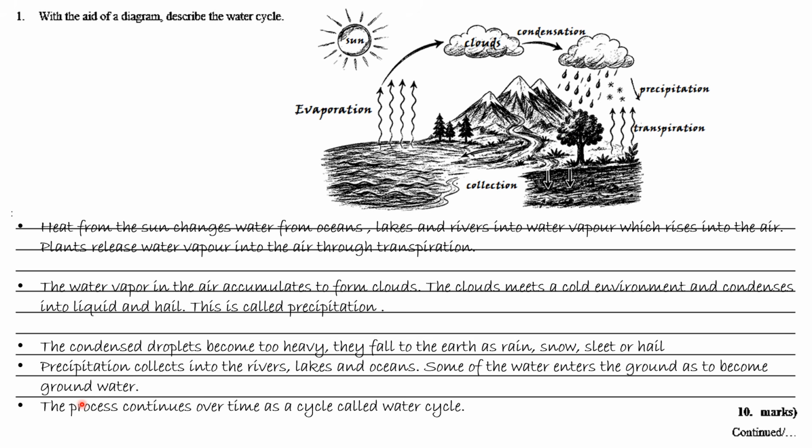So the process continues over and over again as a cycle, which is called the water cycle. You can try to write the same in your own way, but make sure that you capture the key concepts. In this case, evaporation must be there, the sun, the clouds, condensation, precipitation, transpiration. All this must be referred to in order to get all the 10 marks.